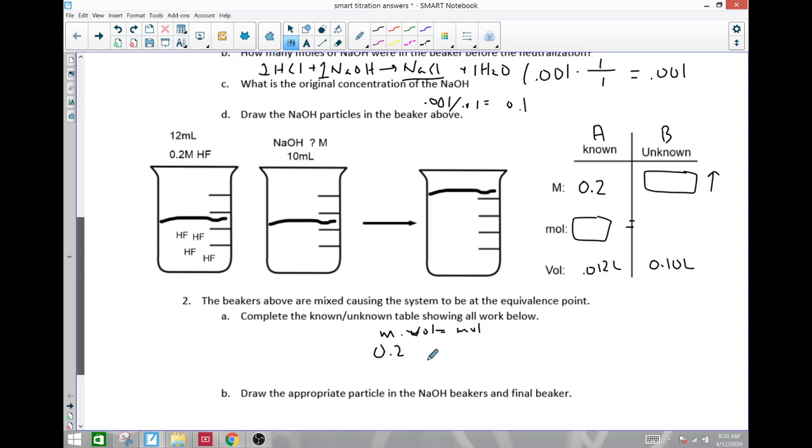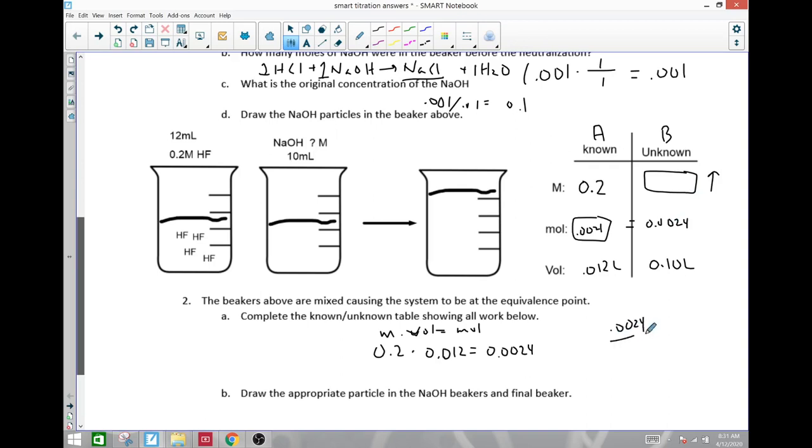Okay, and this is times 0.012, and in this case, 0.2 times 0.012 equals 0.0024. So this is 0.0024 moles. Take the original moles, divide by the original volume, gives my original concentration.